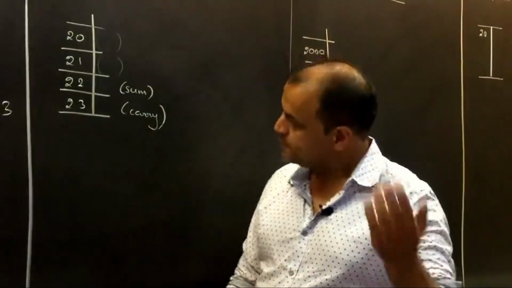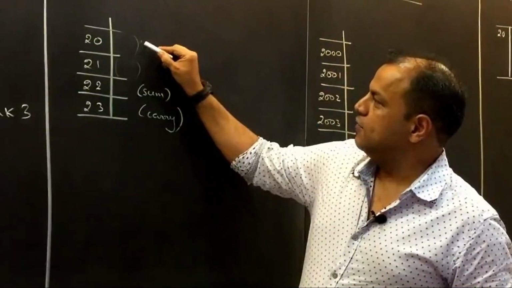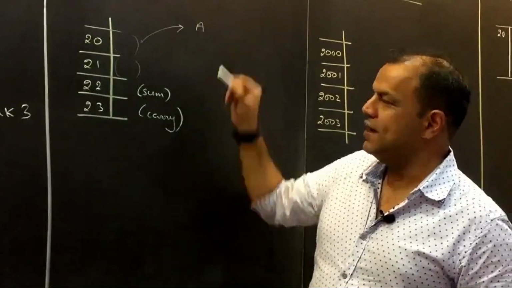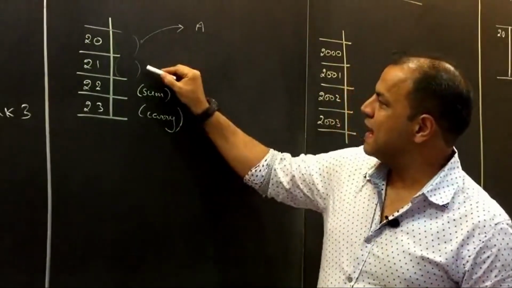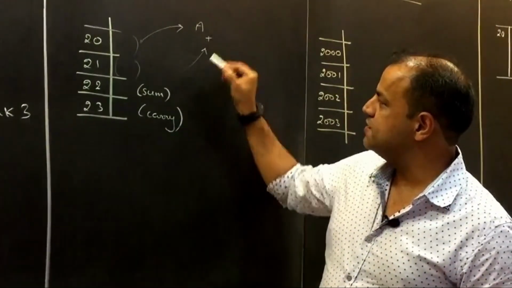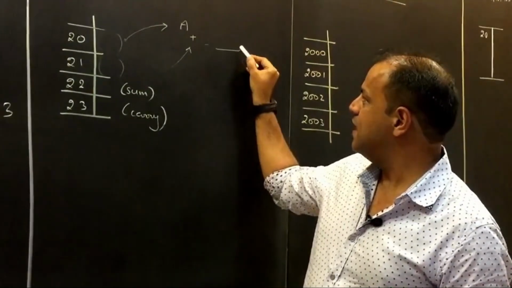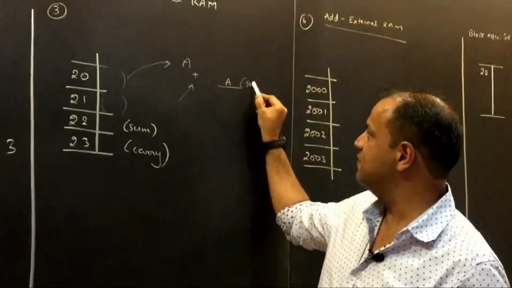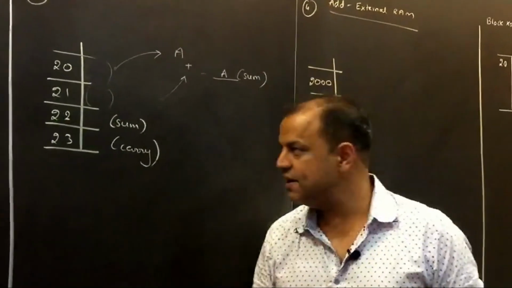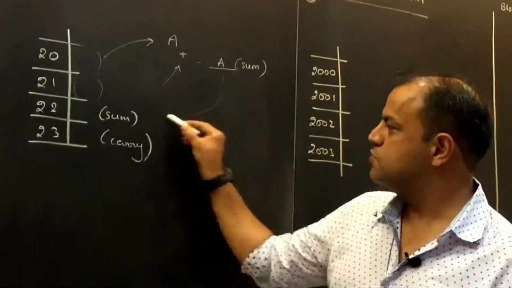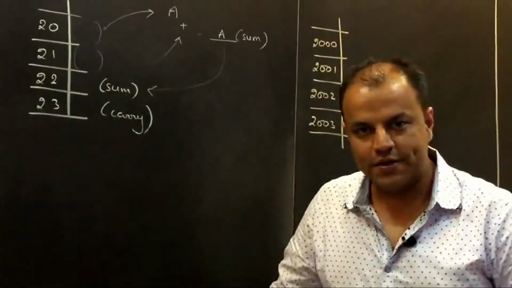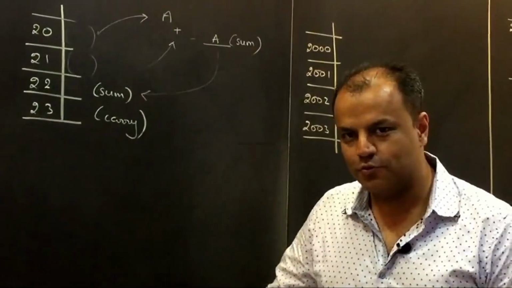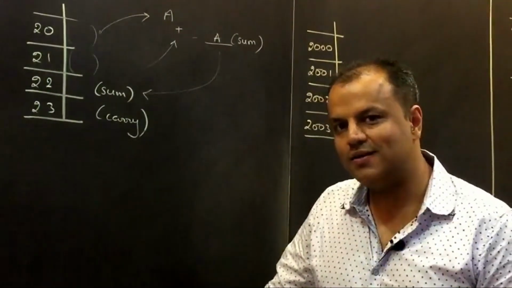Now how do we go about this? Take the data of 20 into A register. Add the data of location 21 to A register. Answer will be in A register. What will be the answer? The sum. Sum will be in A register. Store the sum at location 22. 90% of your job is over. Now you have to handle the carry.